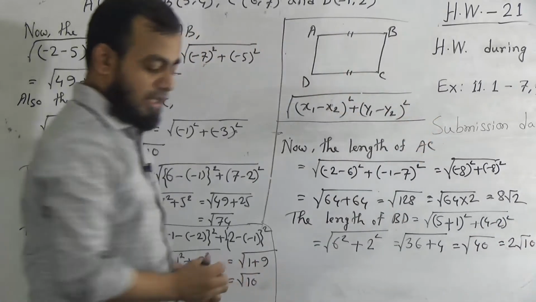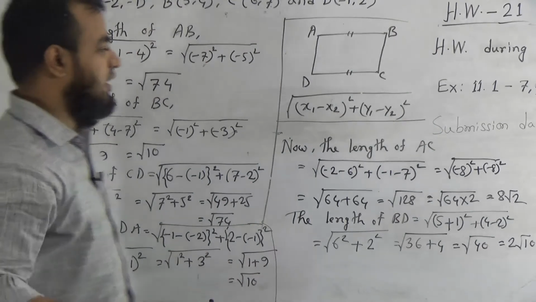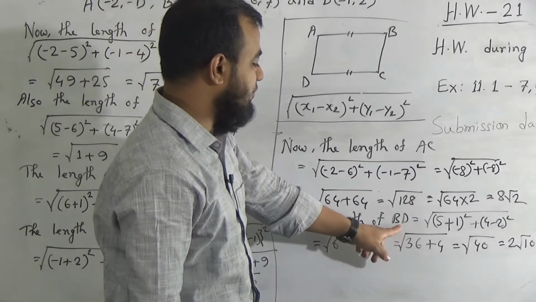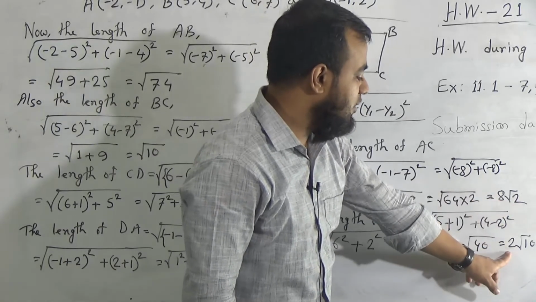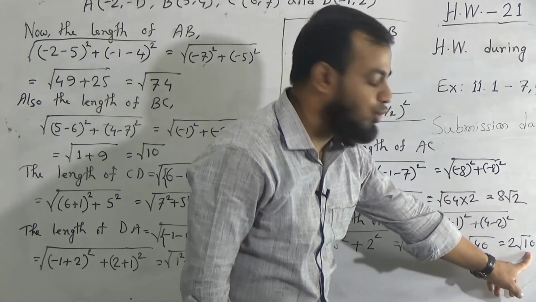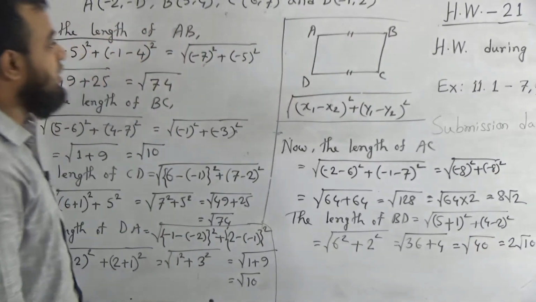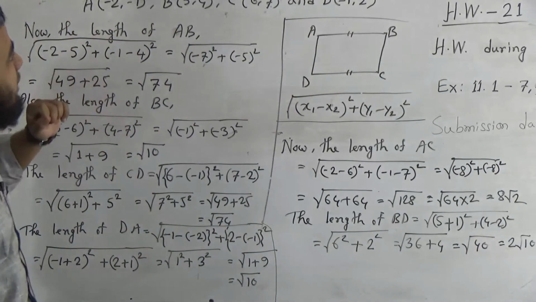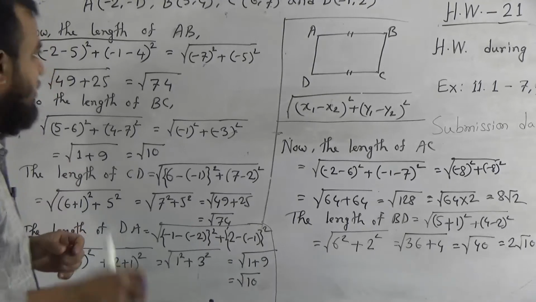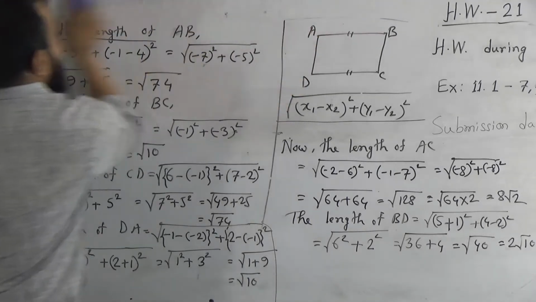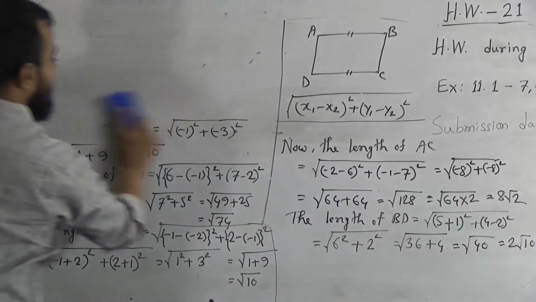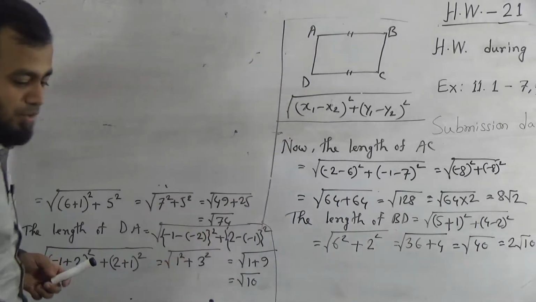Look, my dear students, the lengths of the diagonals, that means the length of AC and BD, are not equal. AC's length is 8 root 2 and BD's length is 2 root 10. So this can't form a rectangle, it must be a parallelogram. Now we need to write down the words. I am erasing this one because I need to write down the words for the solution. We have seen that what?